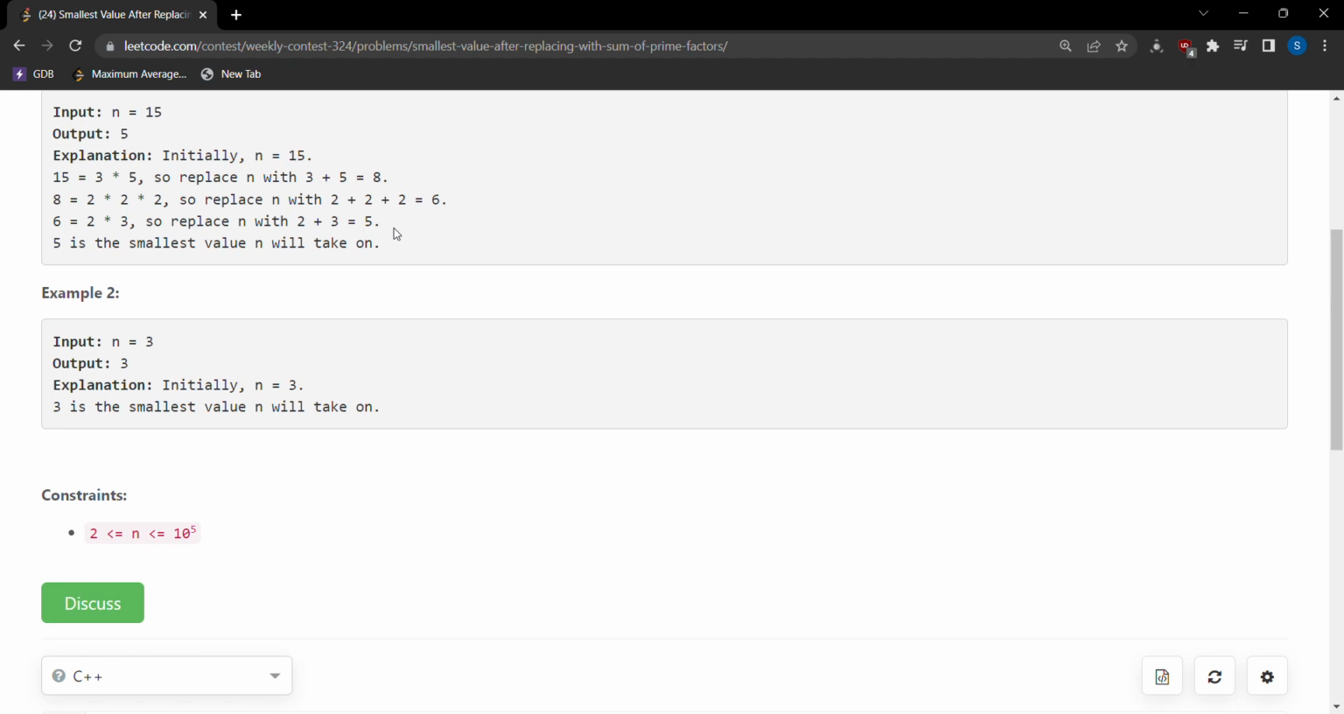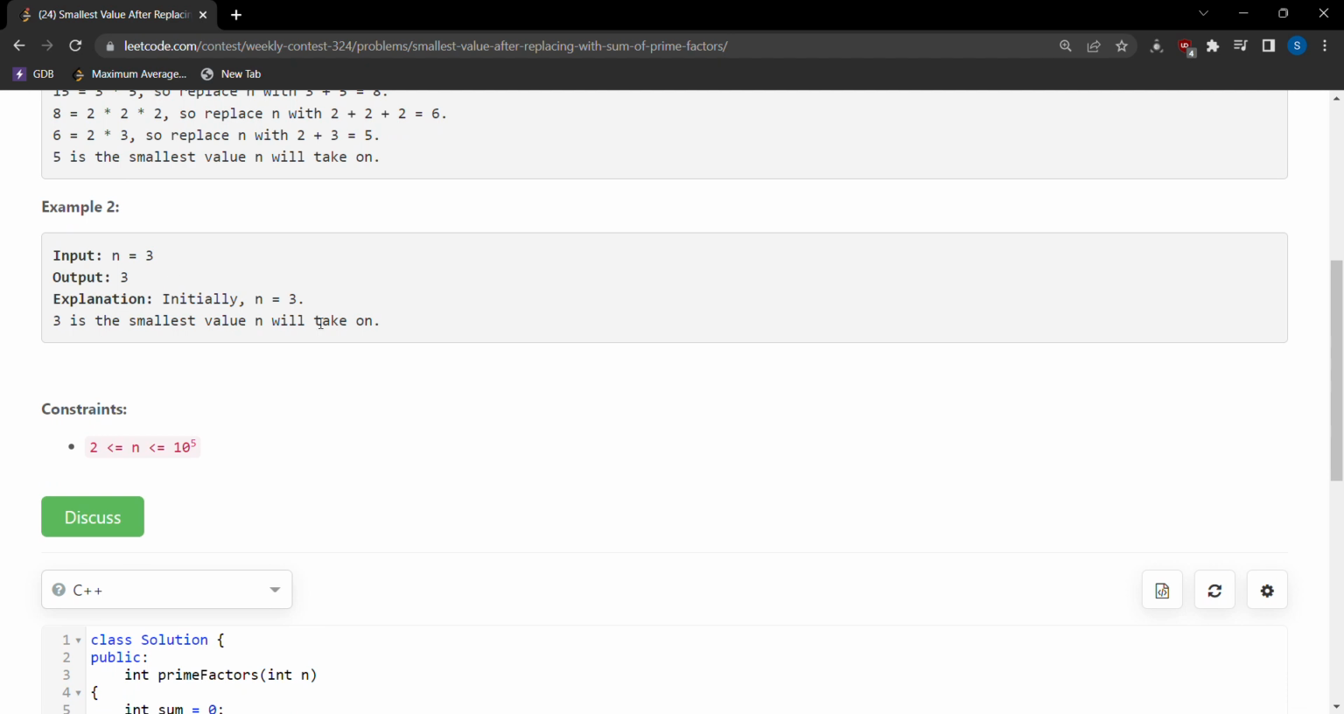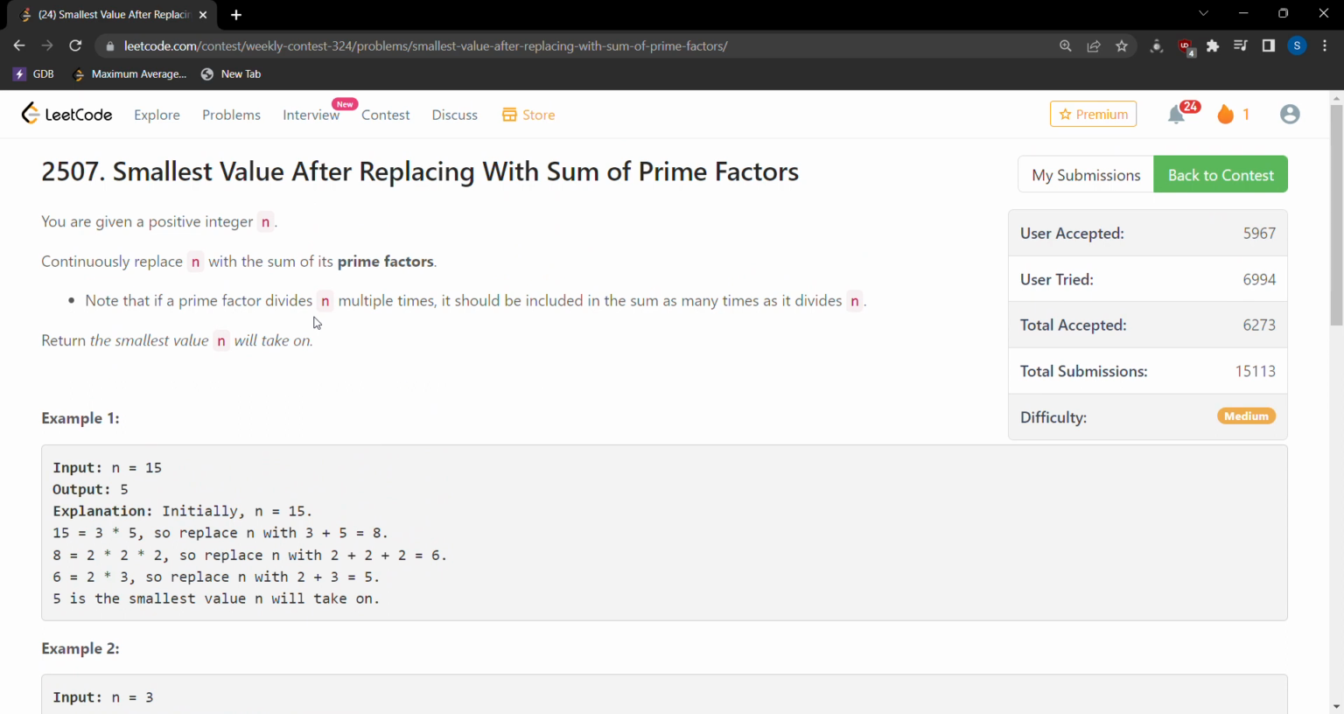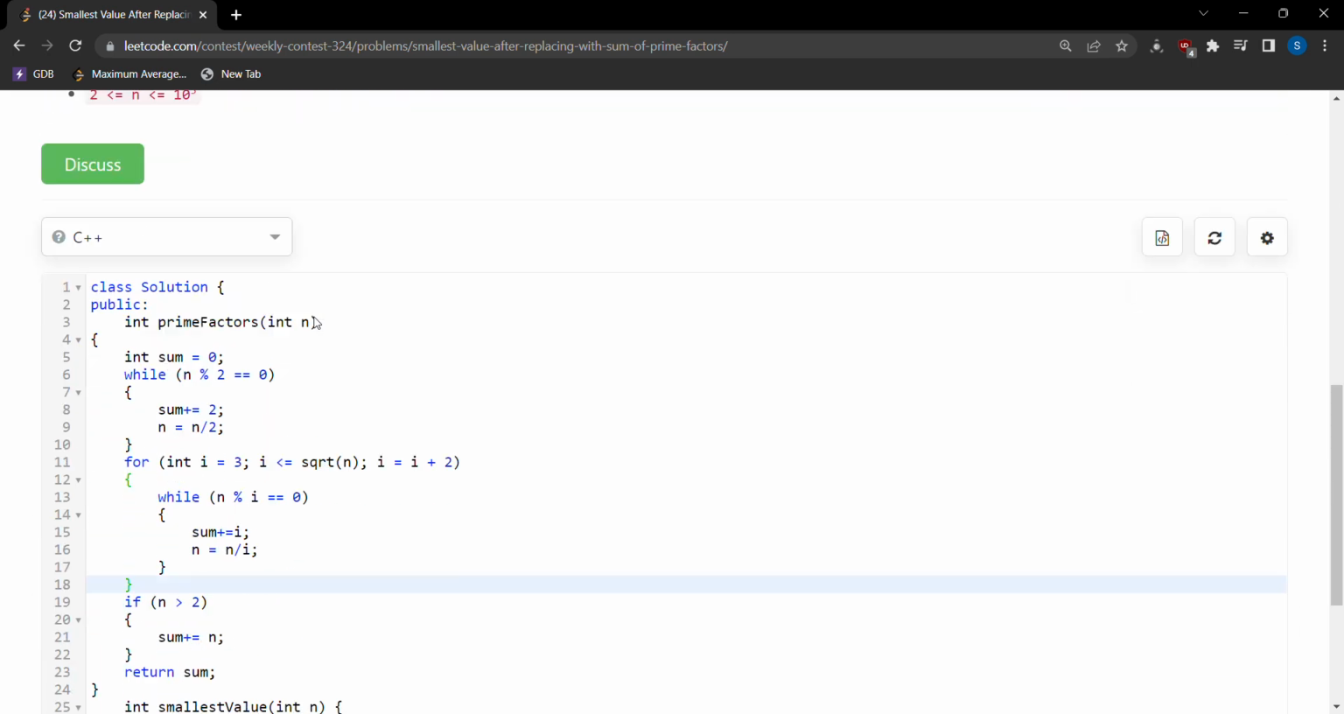Now when should we stop? We should stop when the particular number doesn't have a prime factor. Which number doesn't have a prime factor? A prime number. Here, 5 has only two factors, 1 and 5, so it doesn't have any other prime factor. 5 is the smallest value n will take on. Similarly here, 3 is initially a prime number. So basically you have to reduce n to a prime number, I should say.